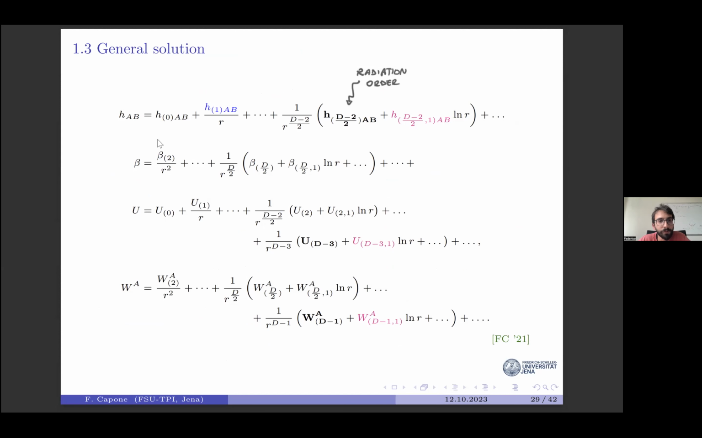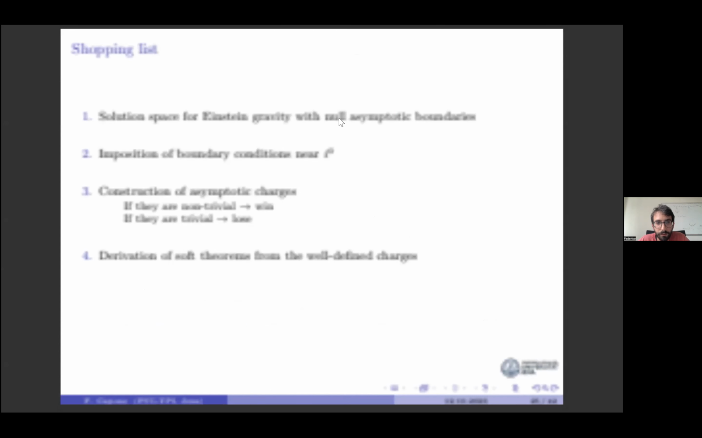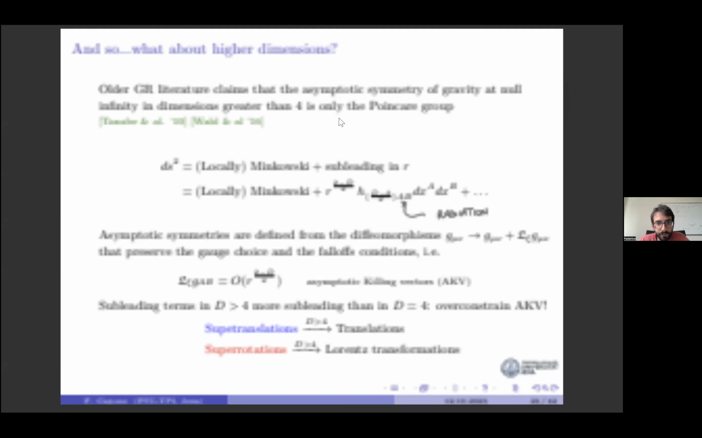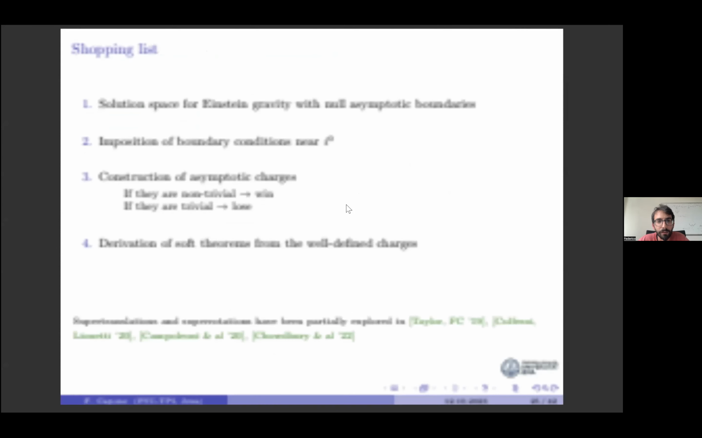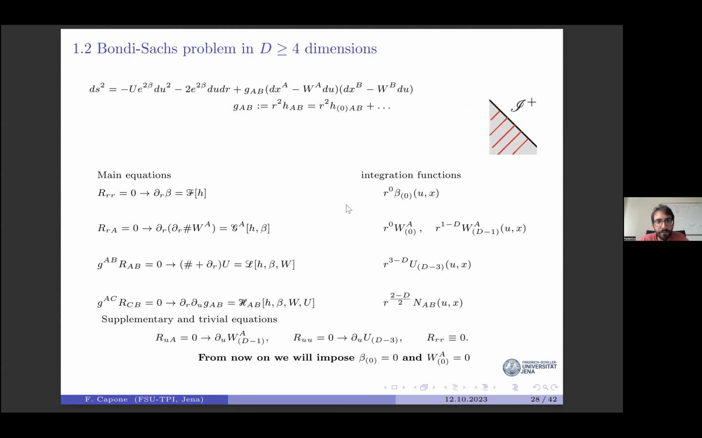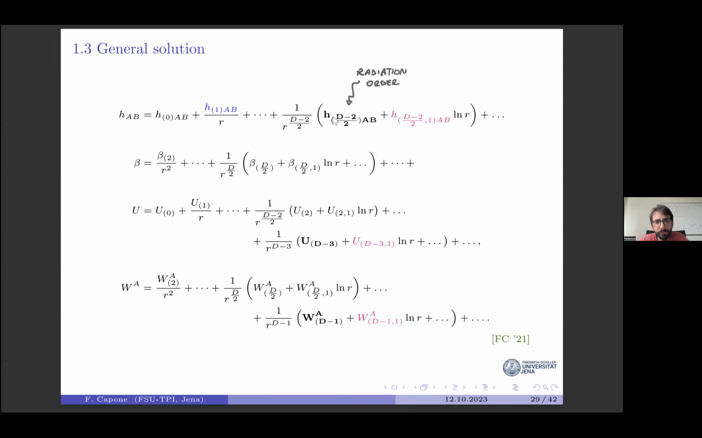But the important point is that now you see that this expansion starts from the order 1 over r, which is the order that in 4 dimensions is associated to supertranslations. But this is an expansion valid in any number of dimensions. If you remember, this was the assumption in the previous papers. So the radiative fall off comes here, subleading with respect to the large gauge degrees of freedom.